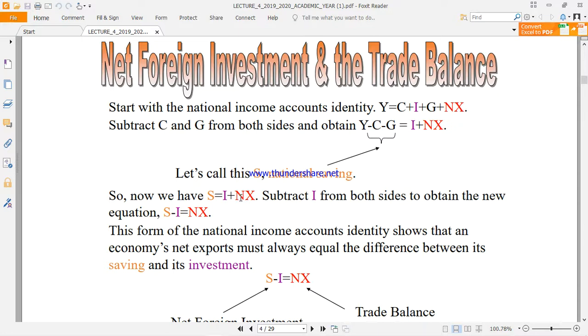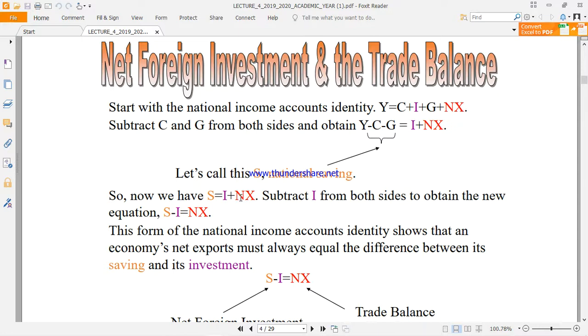Let me repeat myself. We are saying that national savings comes from public savings and private savings. Public saving comes from the government. Private savings comes from us, the consumers. So these two constitute what we call national savings. Now, national savings must equal investment plus net exports. Now, if we remove investment from the national savings, the excess that we're going to remain with is the one that we're going to use for net exports.